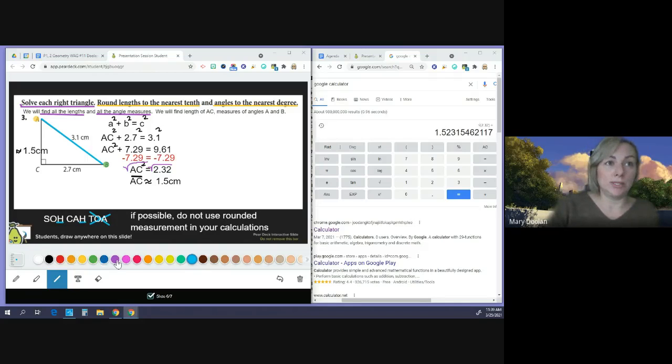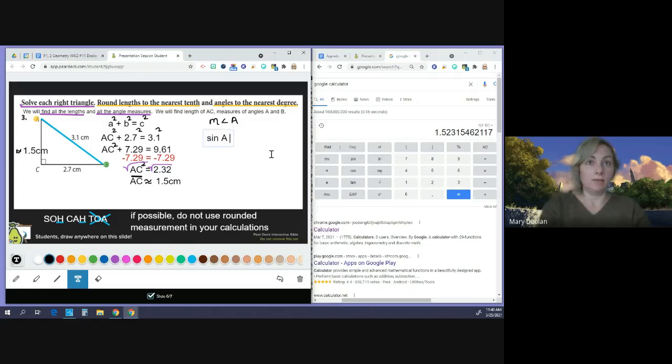All right, so let's find the measure of angle A. We'll use sine. I'm going to find this first. Sine of A. This is just a ratio. When you find sine of angle A, you're writing down a ratio. Sine of A is opposite over hypotenuse. From the perspective of A, 2.7 is opposite to A. So my ratio is opposite over hypotenuse: sine of A is 2.7 over 3.1.